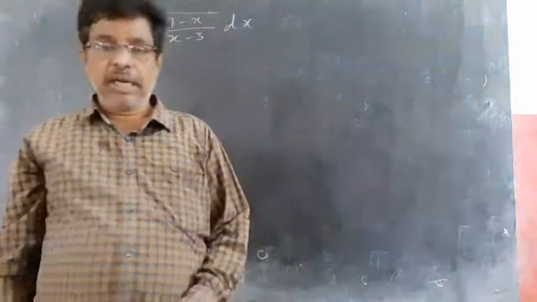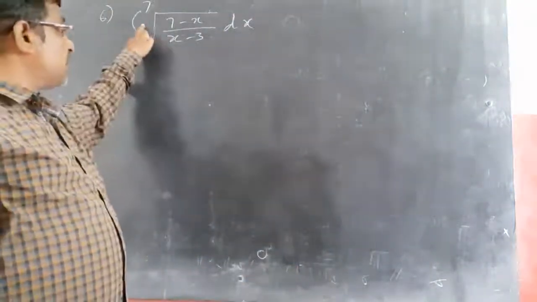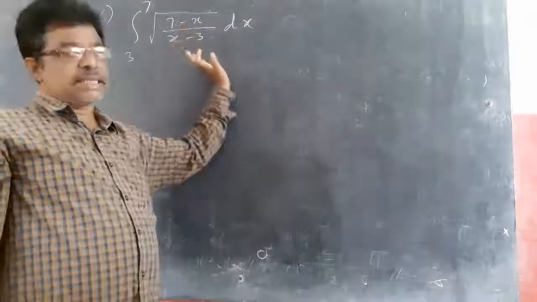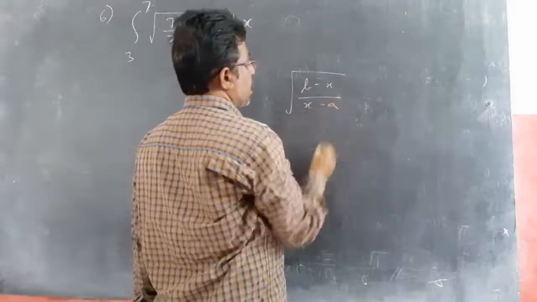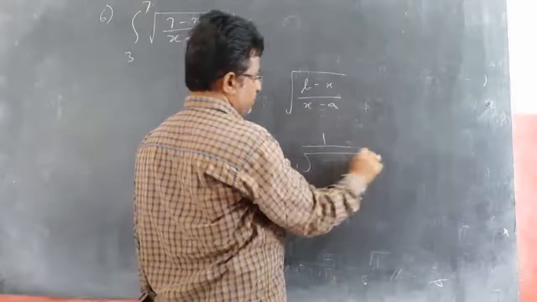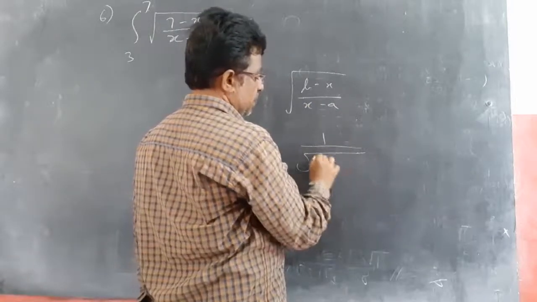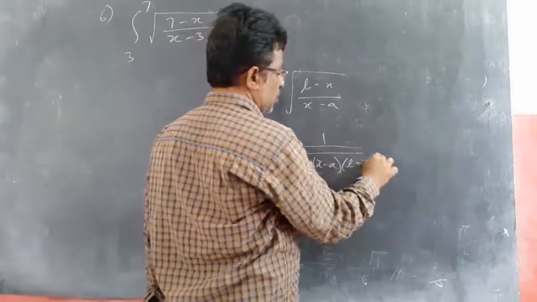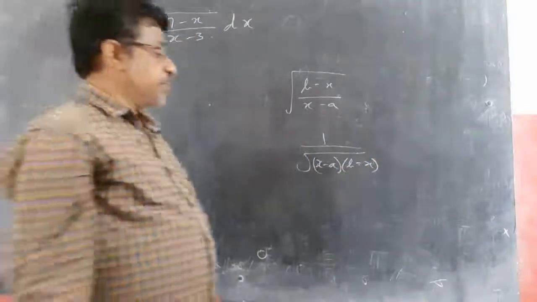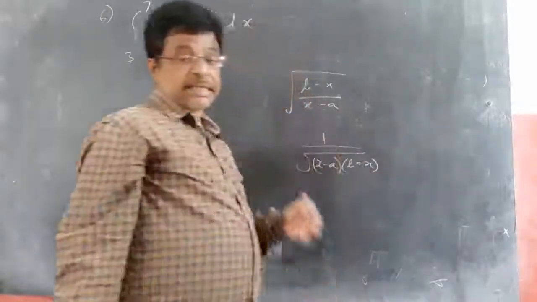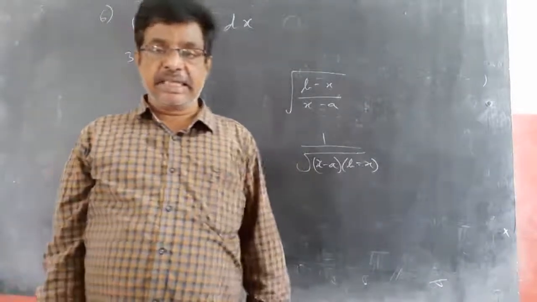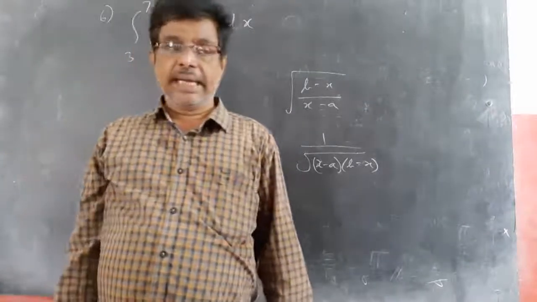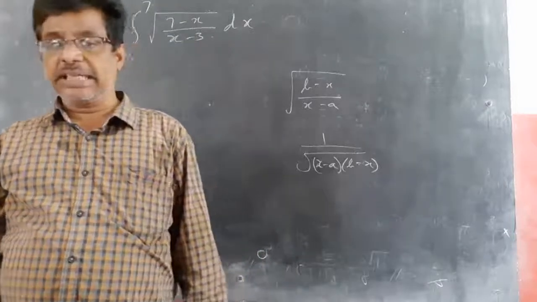The next sum: integral from 3 to 7 of root of (7 minus x) by (x minus 3). If it is in this form, root of (b minus x) by (x minus a), or 1 by root of (x minus a) into (b minus x), for all these types you take x equal to a cos square theta plus b sin square theta, then it will be easy.